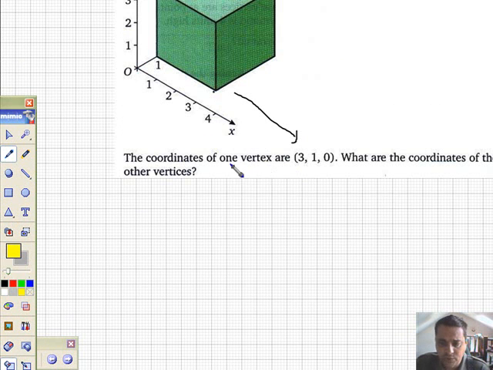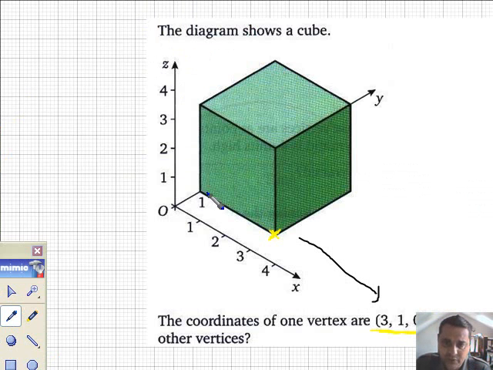Right, I'm told the coordinates of one vertex is 3, 1, 0. So 3 along in the x direction, 1 in, as you can see, 1 there, and nothing up. So I know that represents this vertex right there. Now our job is to find the other 7. As you know, the cube, as in cuboid as well, all have 8 faces and 8 vertices. In other words, 8 points, 8 corners, call it what you will, and I've got to find the remaining 7 coordinates here.